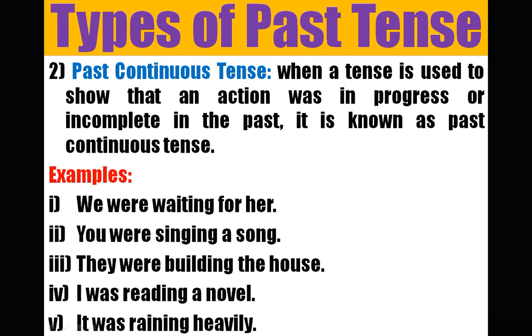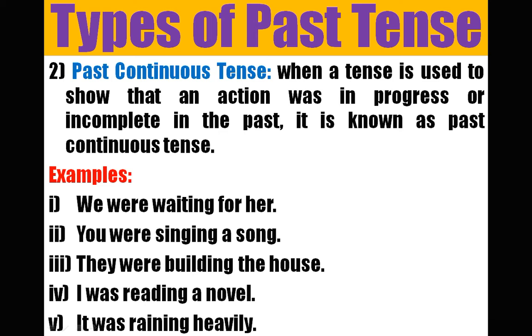Now look at past continuous tense. When a tense is used to show that an action was in progress or incomplete in the past, we refer to it as past continuous tense. Look at some of the examples here. We were waiting for her. "We were waiting for her" indicates that the action had been taking place.